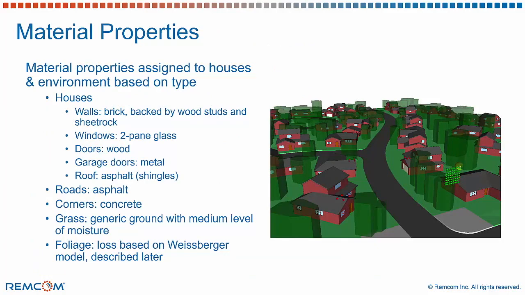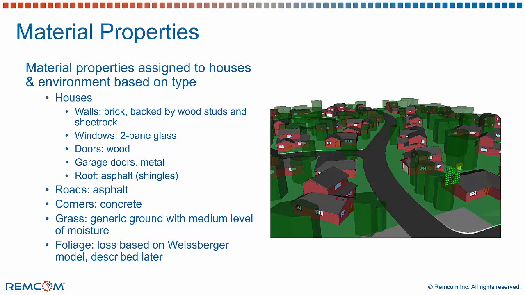All of the materials in this scene have been defined with material properties based on the types of materials that they are. So for the houses, the walls have been designed to be sheetrock on the interior and brick on the exterior. Between the brick and the sheetrock, we have plywood and 2x4 studs that are being modeled as air gaps between the different layers. So it's a multi-layer material. For the windows, we have another multi-layer material, in this case 2-pane glass with air between the panes. And then the doors are 2 inches of wood. Garage doors are made of metal. The roof is asphalt shingles.